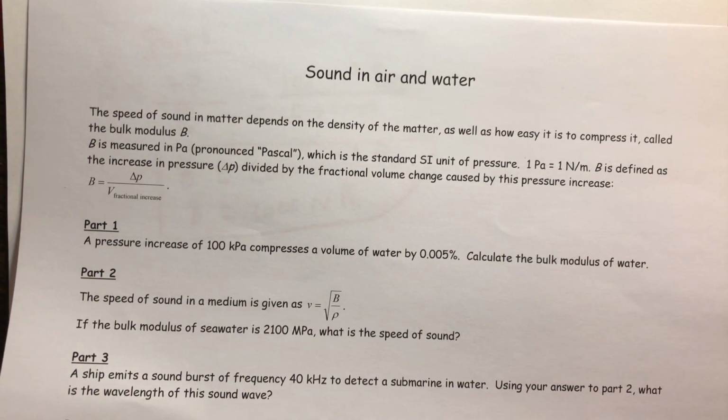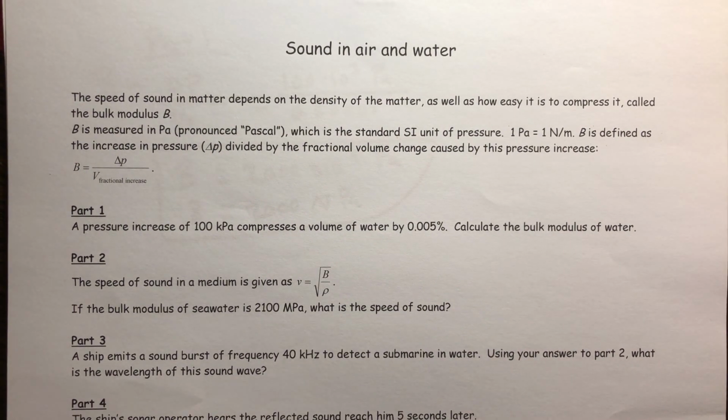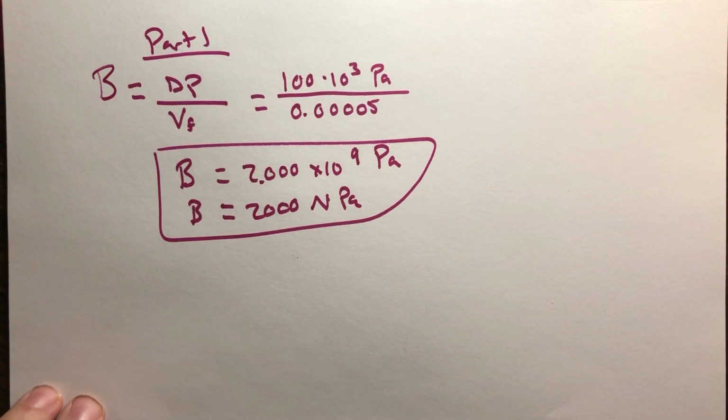Part 2 now says we know that the speed of sound in a medium is given by velocity, or speed, equals the square root of the bulk modulus divided by the density. So in this case, we want to know the velocity in seawater. All right, so let me get to a new page. We're going to go to part 2, trying to find it in seawater.